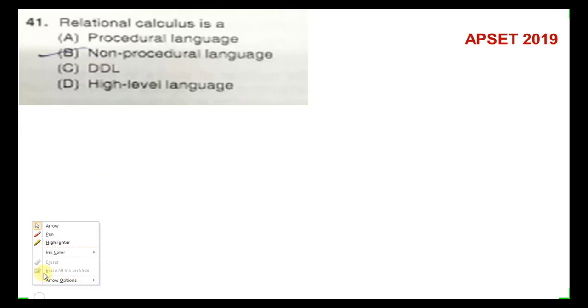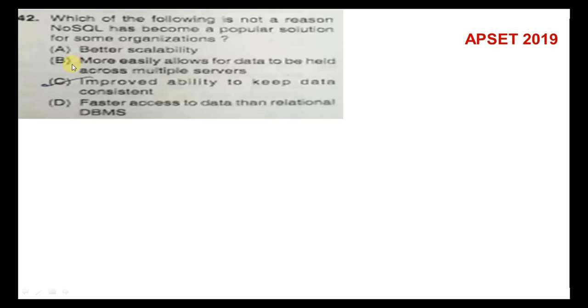Now see the next question, question number 41. Relational calculus is a non-procedural language, whereas relational algebra is a procedural language. Now see the next question, question number 42. Which of the following is not a reason NoSQL has become a popular solution? For this one, option C is the right answer, that is the improved ability to keep data consistent.